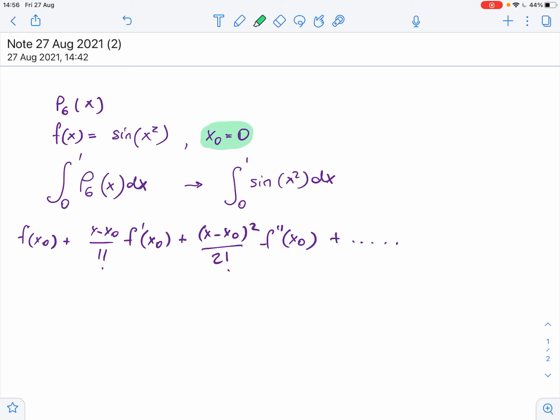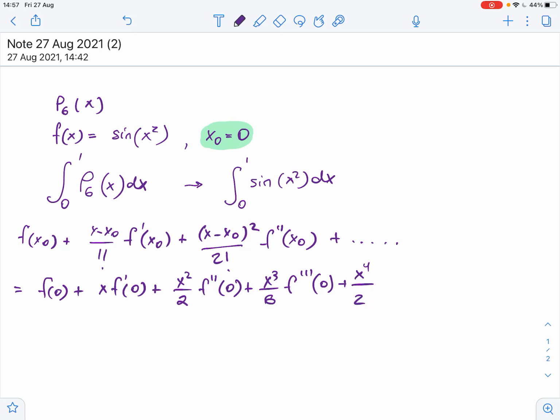Since in our case x0 equals 0, the polynomial becomes f of 0 plus x times f prime of 0 plus x squared over 2 times the second derivative of f of 0 plus x cubed over 6 times the third order derivative of f of 0 plus x to the fourth power over 24 times the fourth order derivative of f of 0 plus x to the fifth power over 120 times the fifth order derivative of f of 0 plus x to the sixth power over 720 times the sixth order derivative of f of 0, and so on.